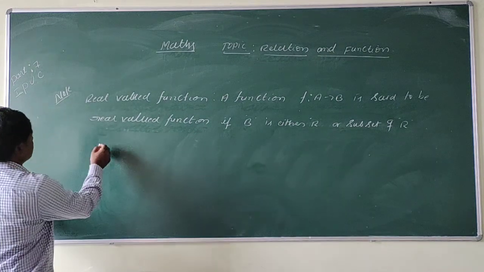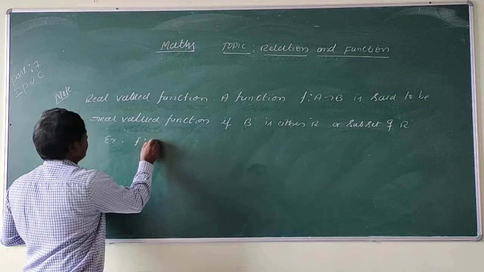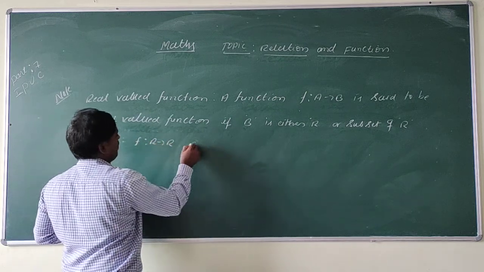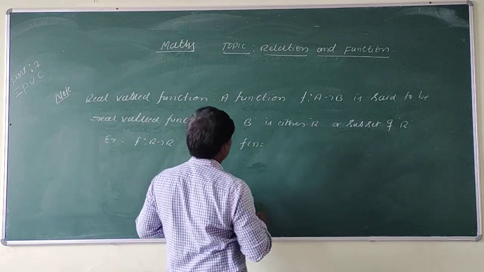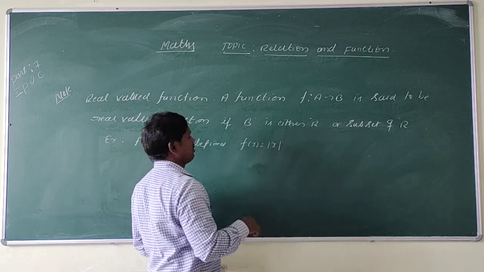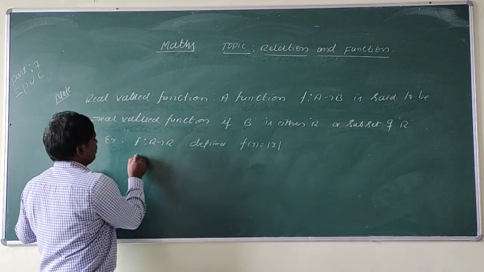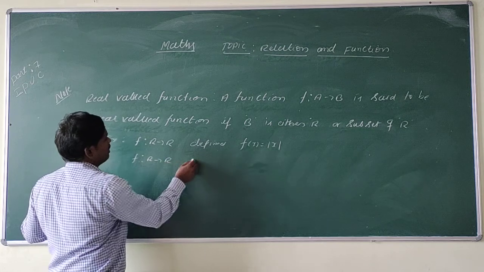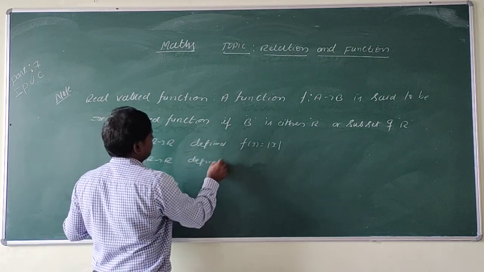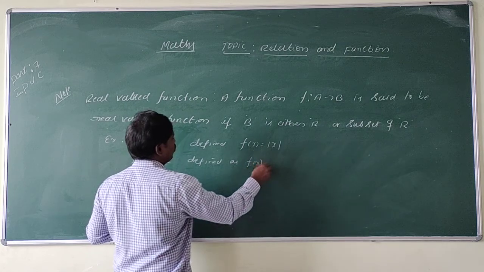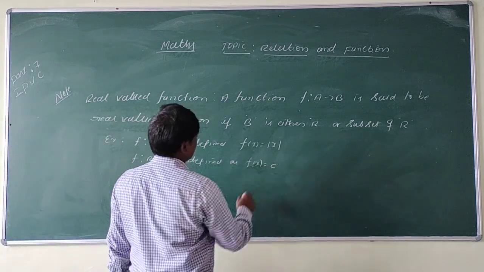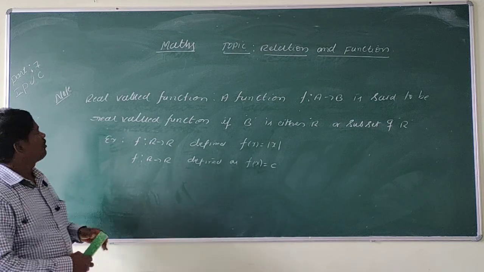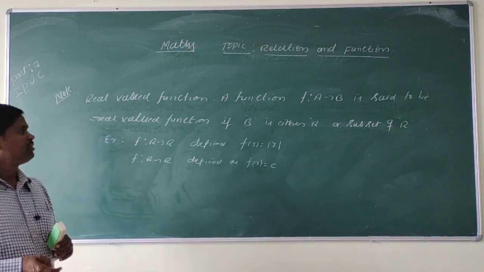For example, f is a mapping from R to R, defined by f of x is equal to mod x. And f of x is equal to some constant c, suppose I am taking c as a constant. These are all examples of real valued functions. So what about a real function?